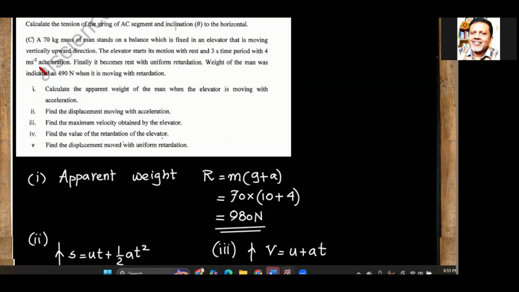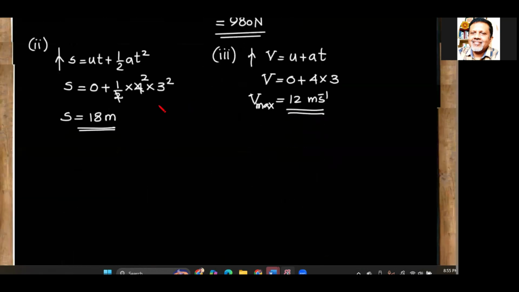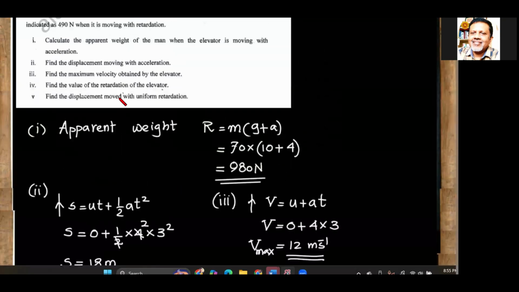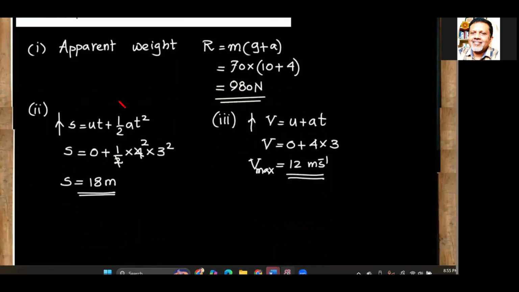Finally, after reaching the maximum velocity and acceleration, it starts deceleration or retardation. The weight of the man is given as 490. So we have to consider that just after completing the acceleration part, it is going to be deceleration. Find the value of retardation of the elevator.